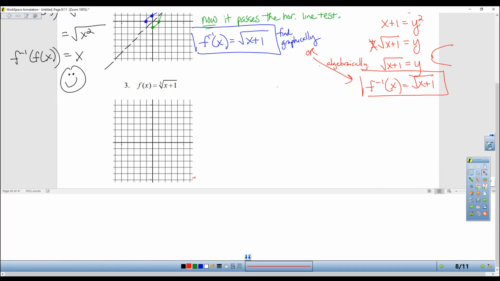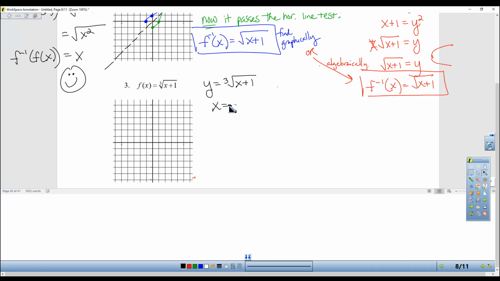All right, let's do number 3 together. Or unless you want to try it on your own, great. You can come back and see if you got it right at the end. So this time I'm going to go straight for the algebra, because I've done the last 2 graphically, and I want you to see that if you're not good at graphing, algebra will work.